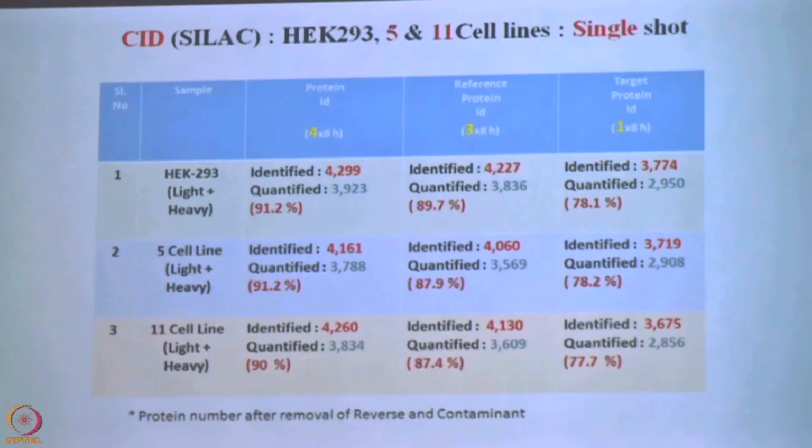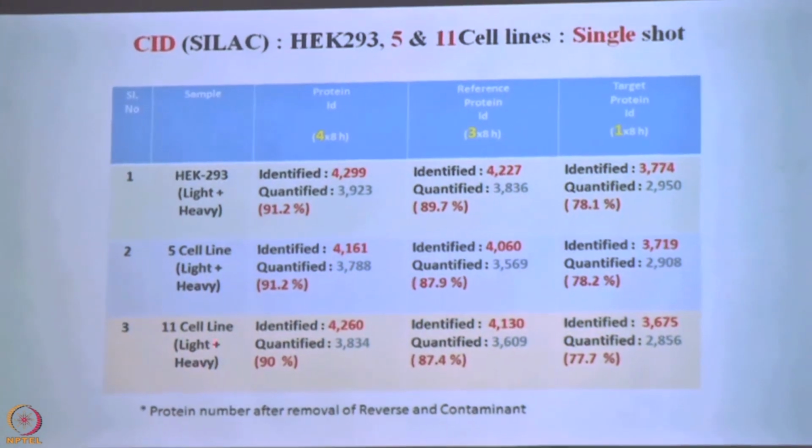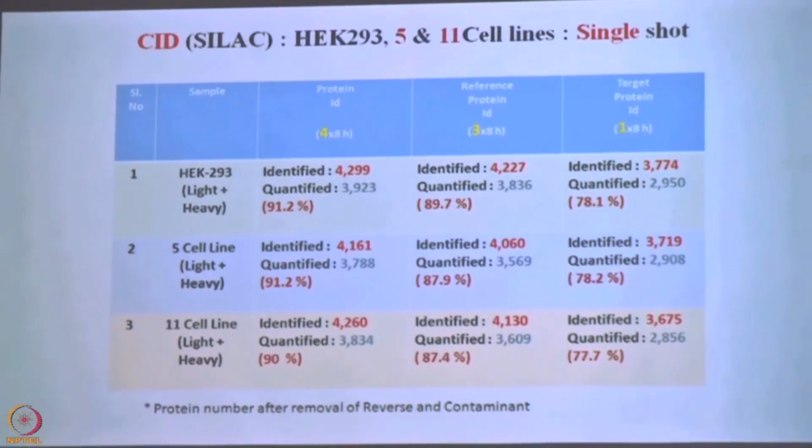One thing you see, if one cell line gave me 4299 proteins, my thinking is that 5 cell lines will give more. Correct or not? Simple thinking, do not think too much. The answer is no. Then we thought 11 cell lines will give more.